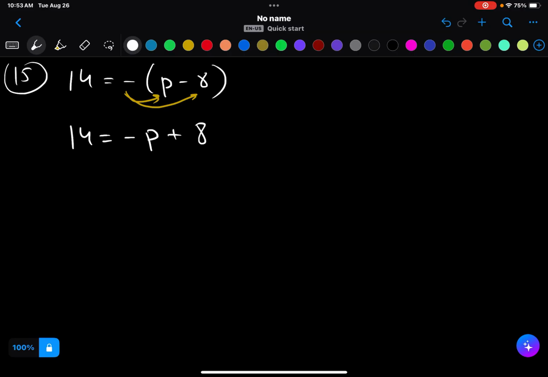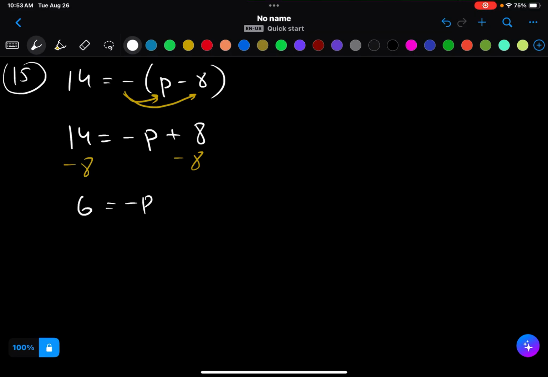All right, now two-step equation. Get rid of the 8. So negative p is going to equal 6. And I get rid of that negative sign by simply multiplying or dividing by negative 1. I prefer to multiply, but you can divide by negative 1, which means you're going to get negative 6 equals positive p. And that is your answer for 15. Nice and simple, just the way I like it. All right, let's do 16.